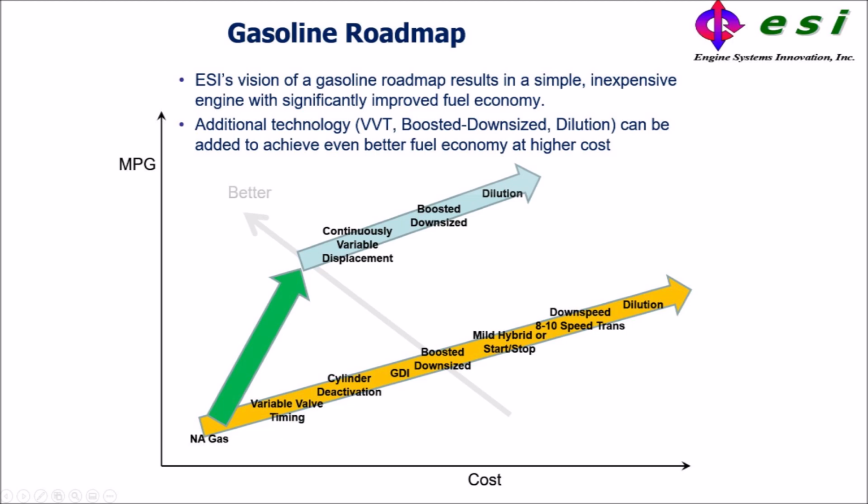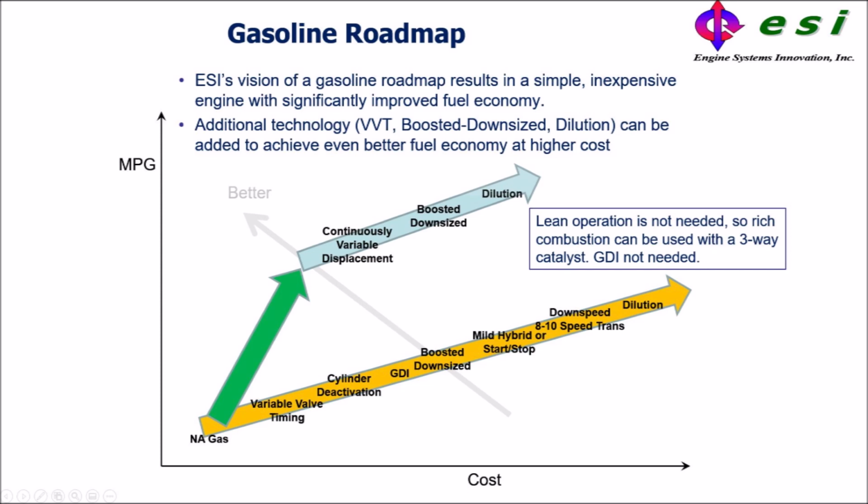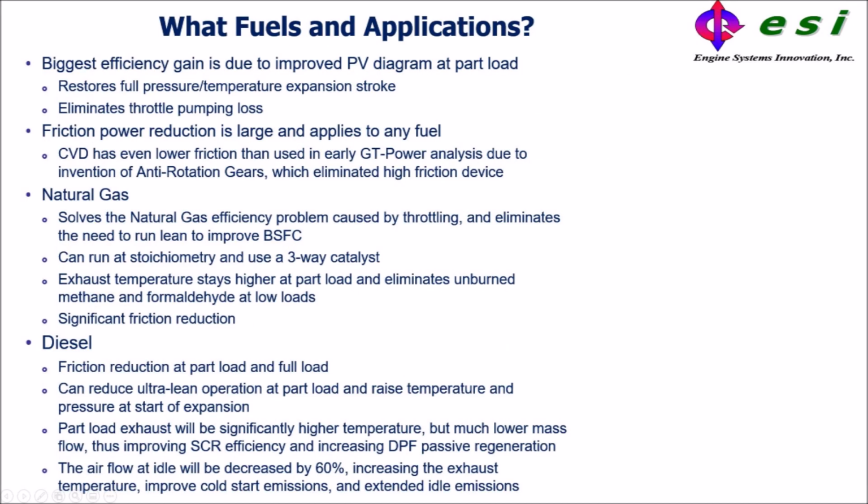One reason that boosted downsize and dilution are upgrades to the CVD is because the variable stroke is not designed to reduce beyond about 25 to 30% of full stroke. A second reason is because the CVD is the only gasoline engine type that can use turbocharger boost at part load. So yes, boosted downsize plus dilution can improve the fuel economy of the CVD, but at a higher price point.